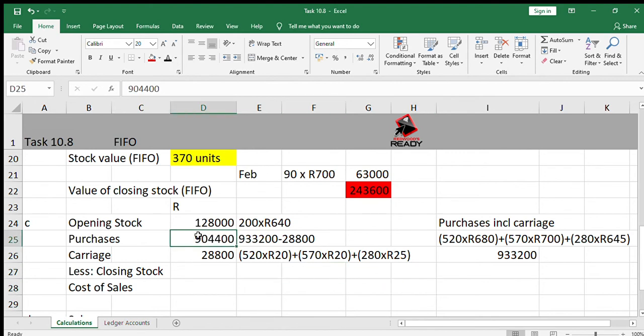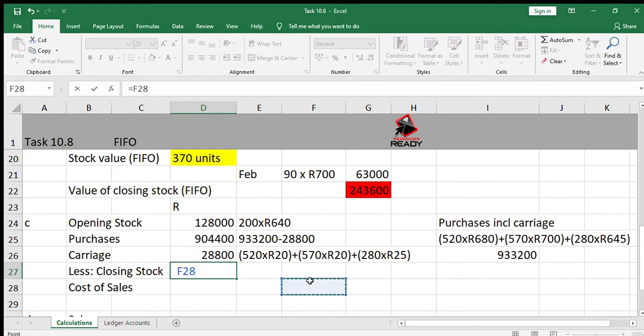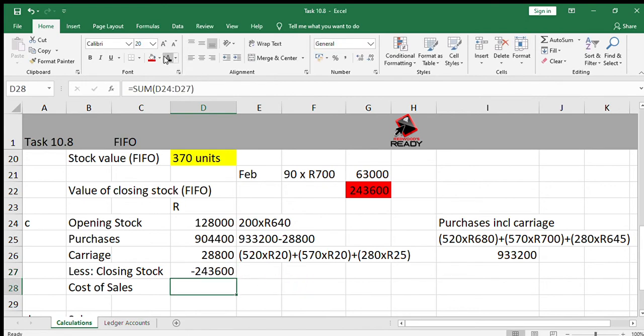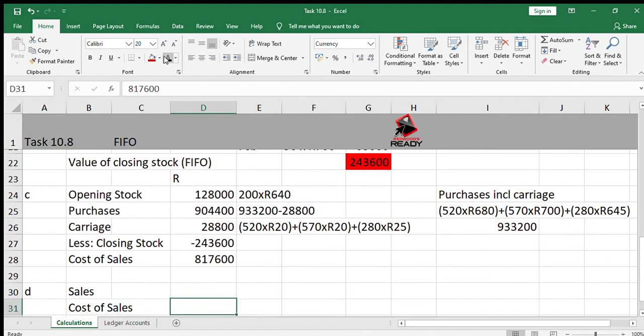Now if you add up purchases and carriage on purchases, you will get 933,200. So instead of splitting it up like this, you could just have one line with the total and you would get the full marks for it. Closing stock, we just calculated it above, but remember that when you're putting it in, you must put it in brackets. Okay? And then you would calculate your cost of sales, which is just everything above.